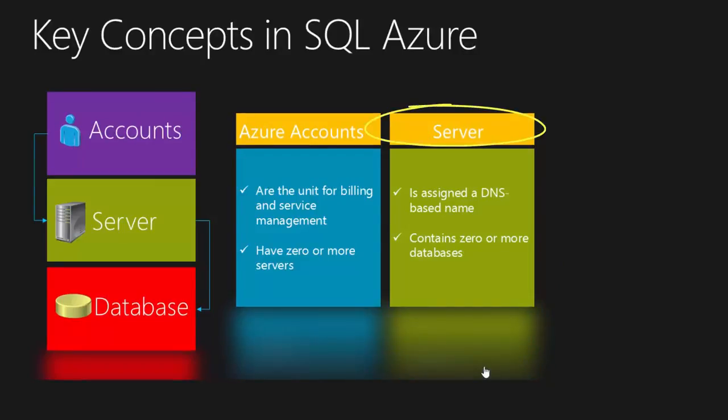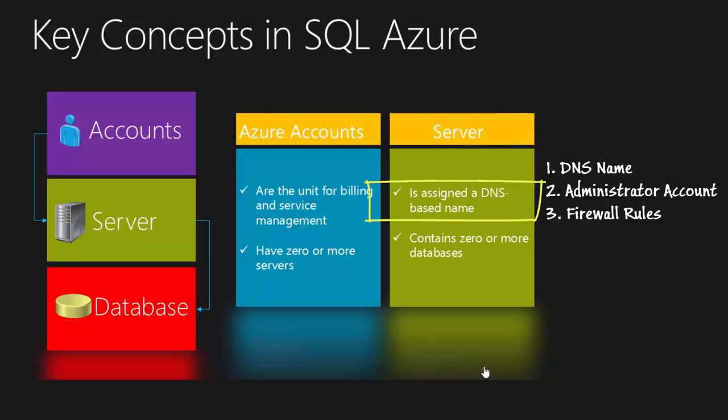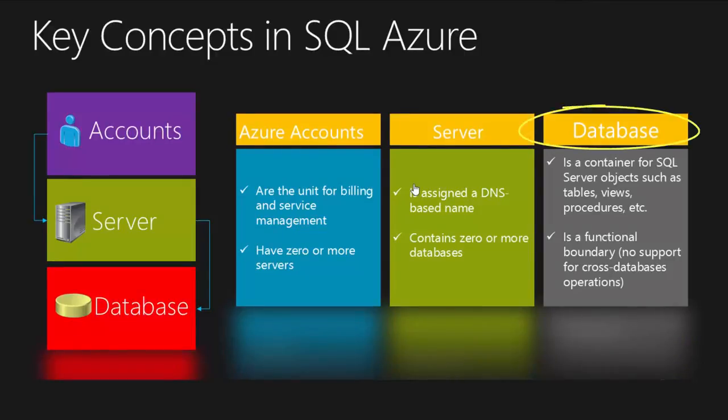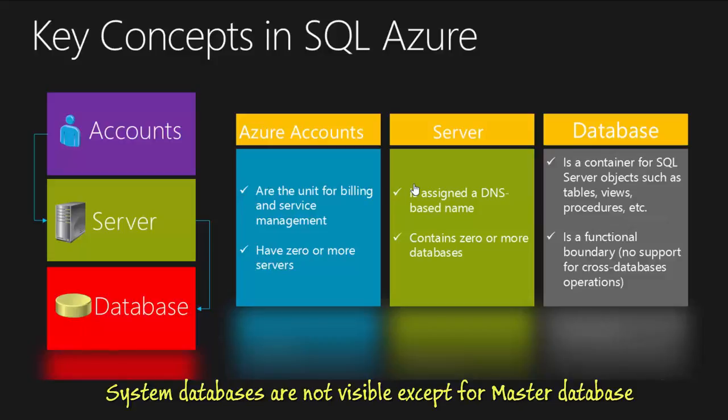The next object is a SQL Azure server. A server which belongs to an account is provisioned and assigned a DNS name, administrator account, and firewall rules. SQL Azure servers may have 0 or more databases. And then the third object, the SQL Azure database, is just like an on-premises SQL Server database, which is a container for database objects such as tables, views, functions, procedures, as well as user security accounts. Unlike on-premises SQL Server, SQL Azure does not expose system databases other than the master database.